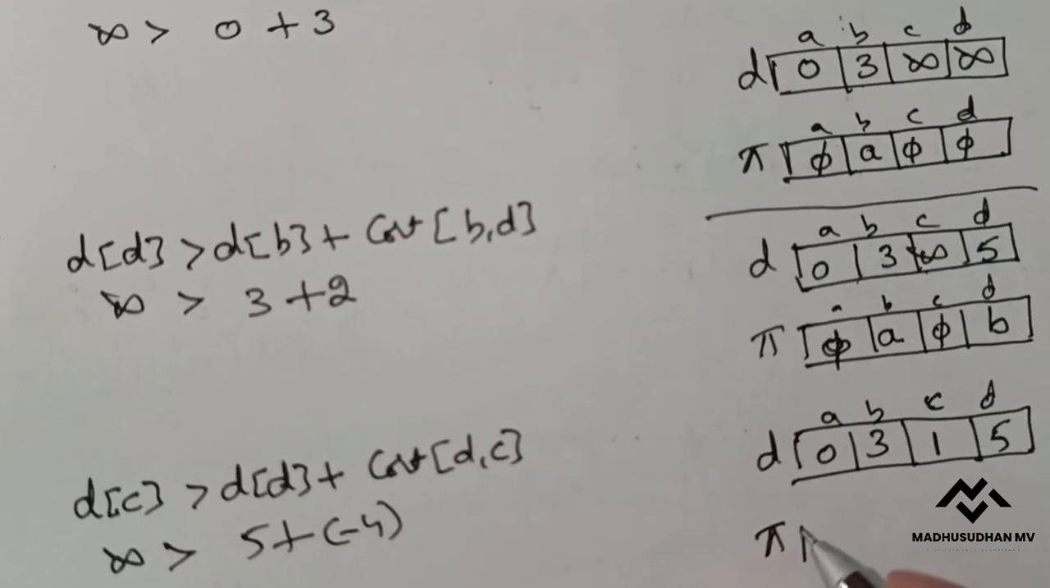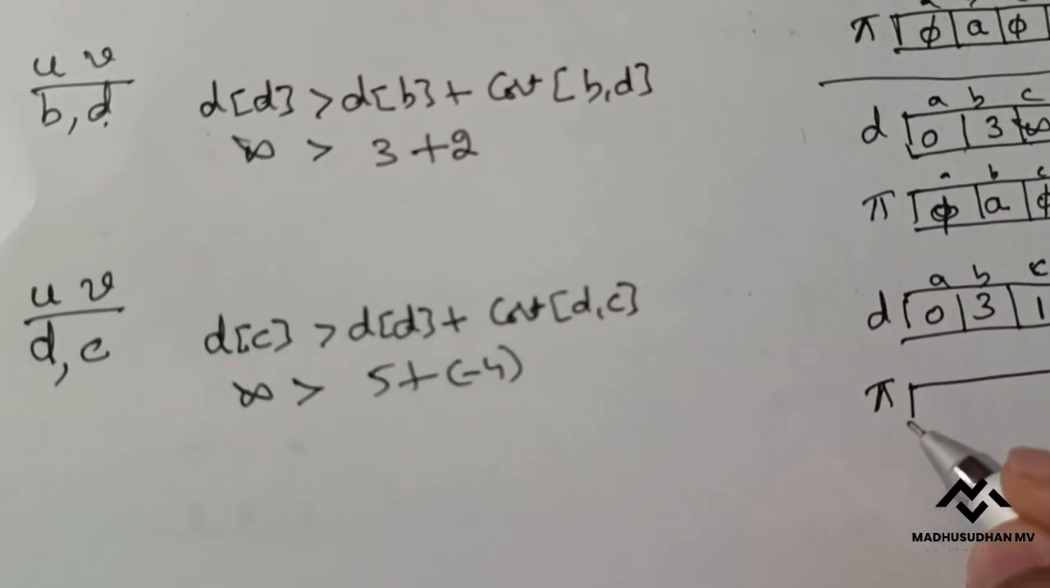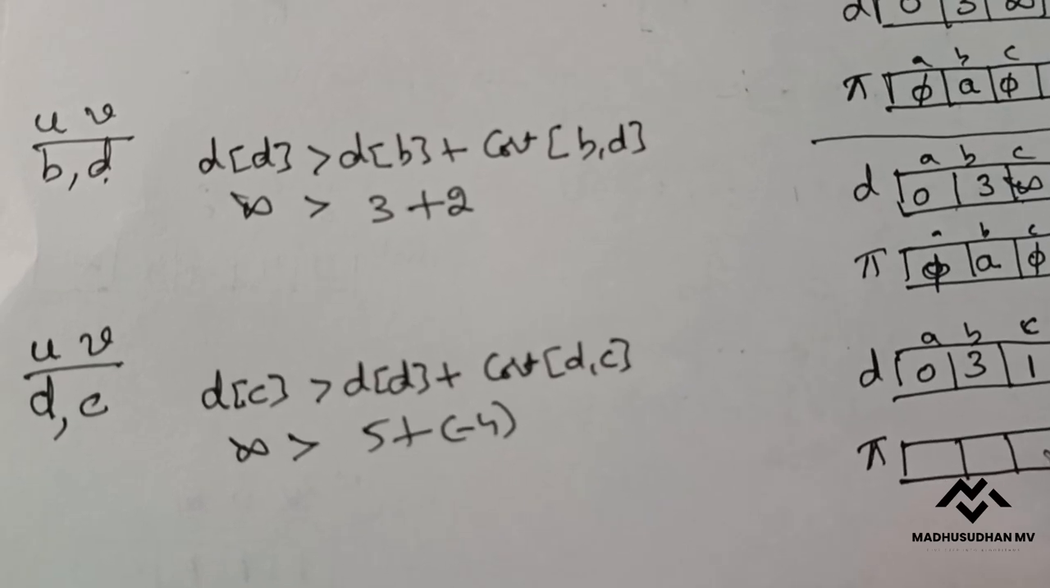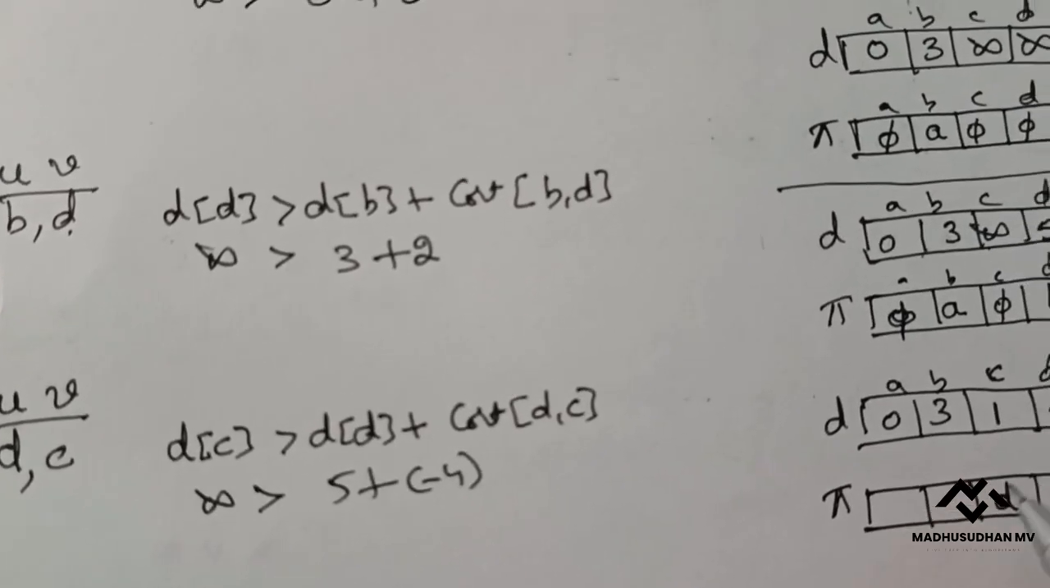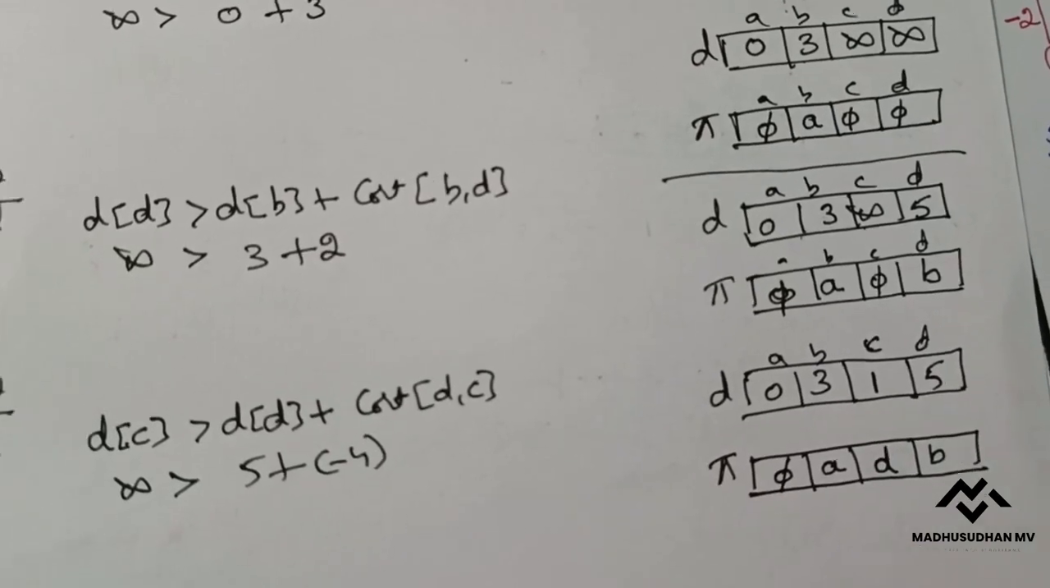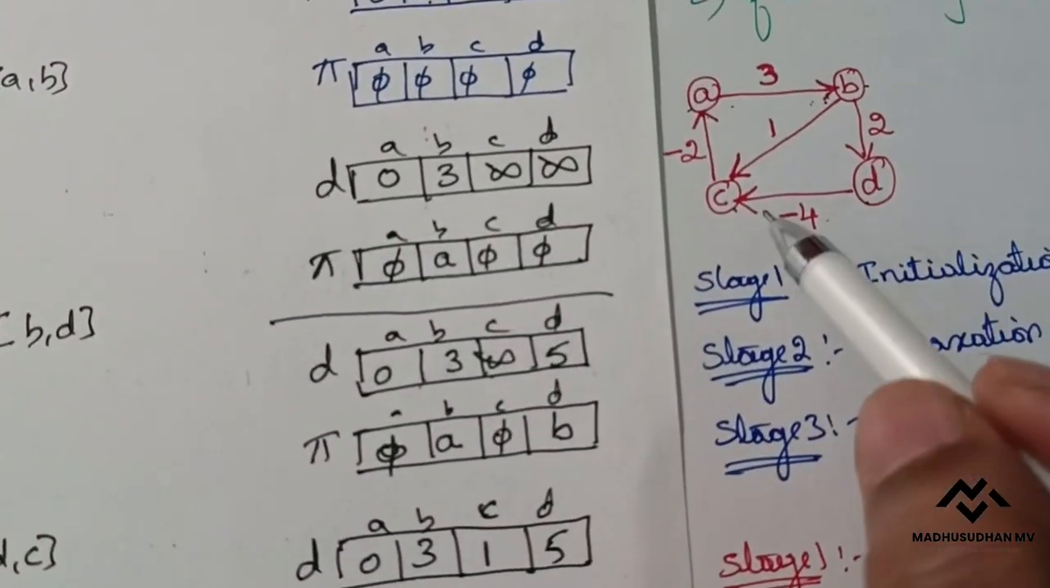So pi of V is equal to U. Here U is D and V is C, so I am reaching C from D. The remaining I write as it is. So this is my new one. Now this edge is over.